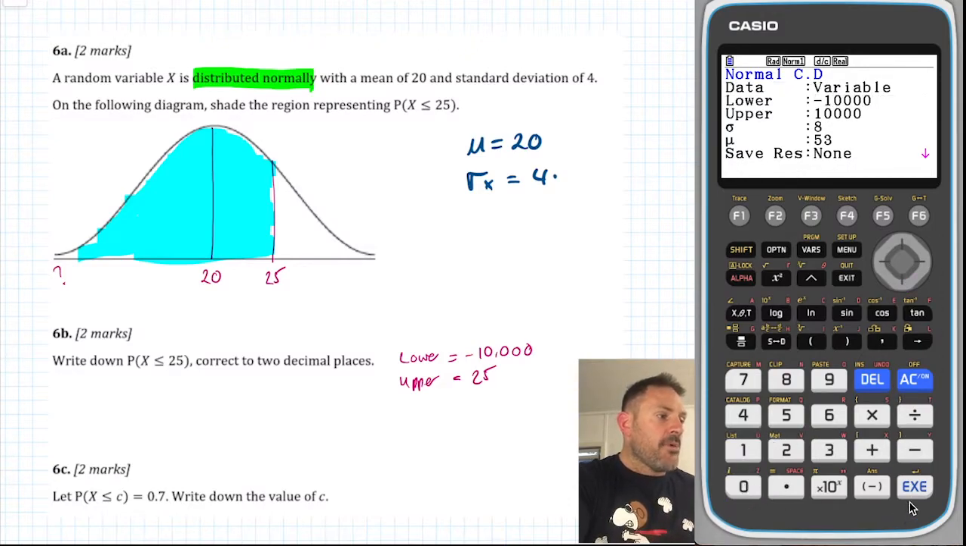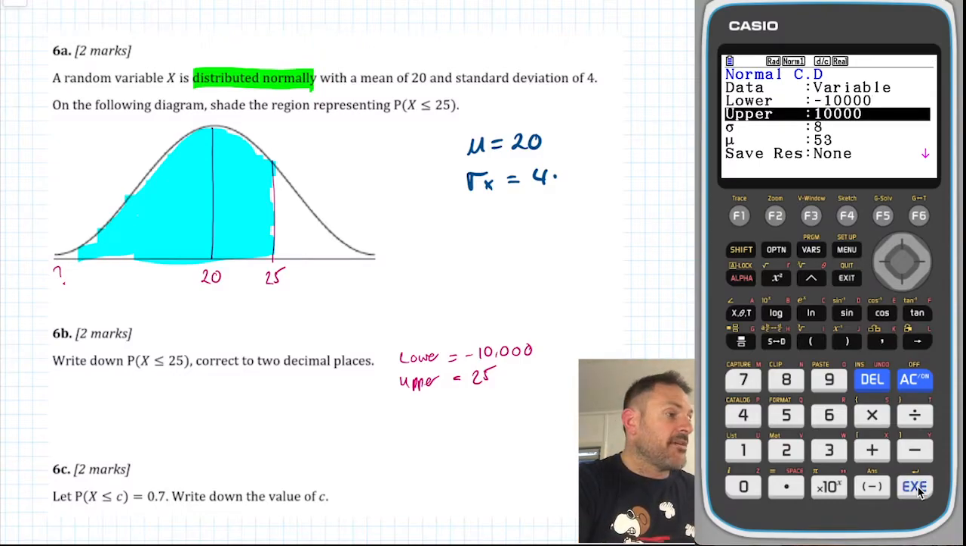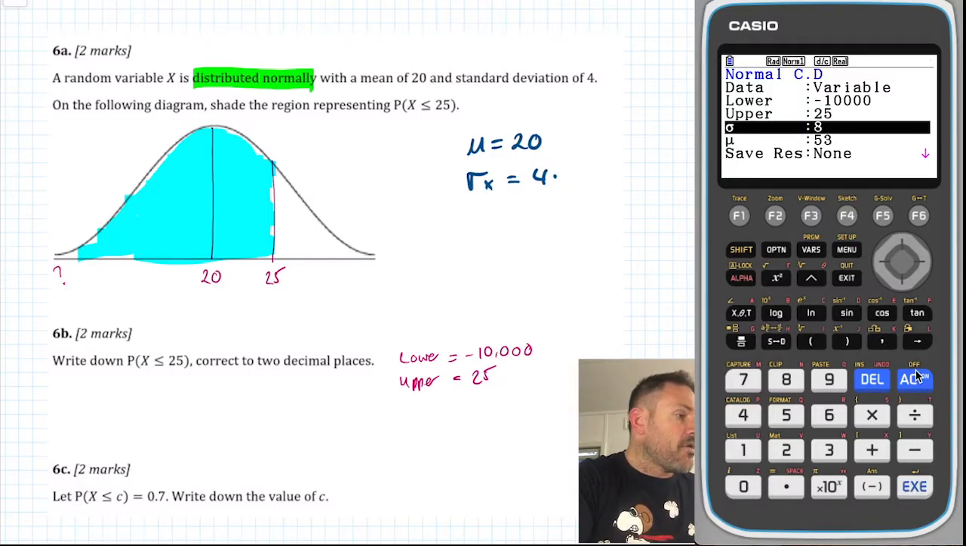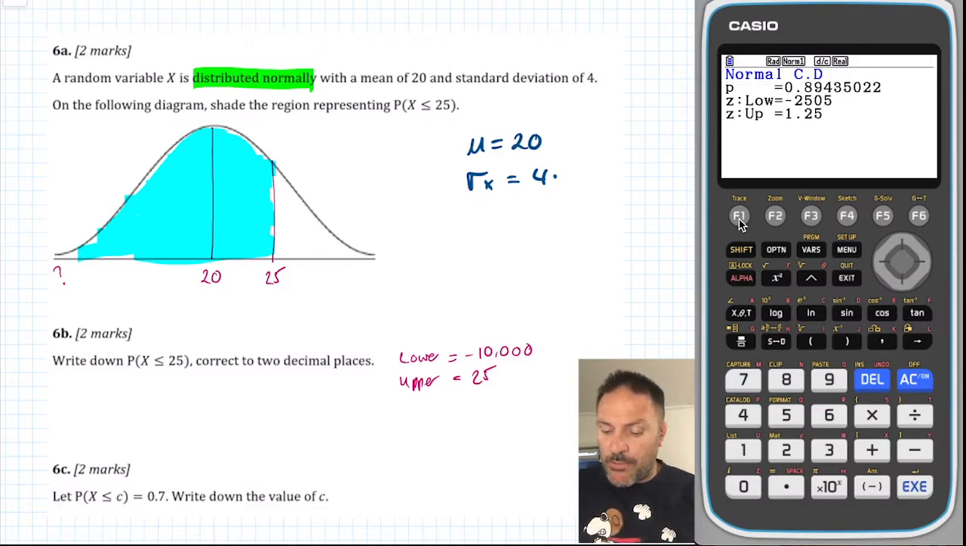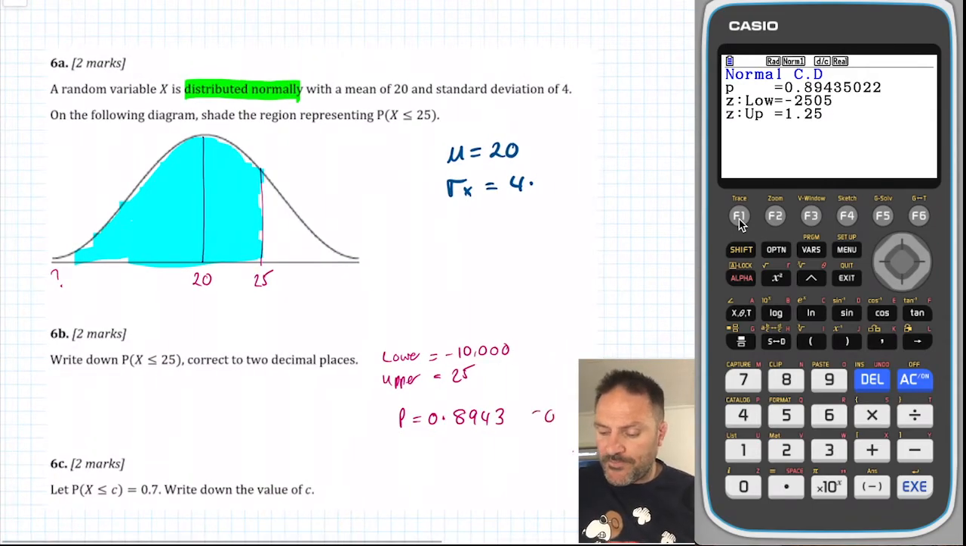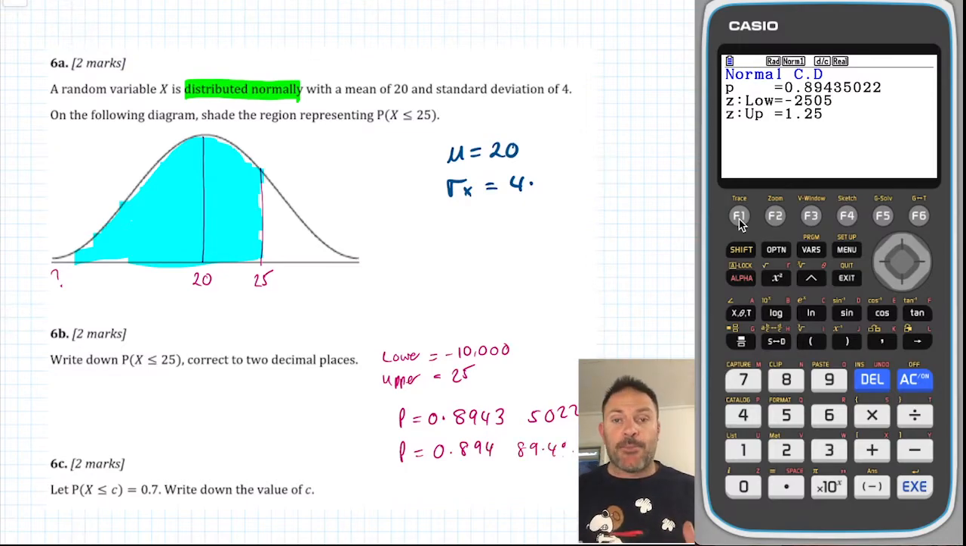Okay, I'm going to put my, we had 25, didn't we, as my maximum. My standard deviation, of course, was 4, and then my mean was 20. And then I'm going to execute that, and hopefully that should give us a good answer. And we get a probability, in this case, of 0.8943522. And to 3 sig figs, 0.894 would be correct, or you could put 89.4%. Either way, that's my probability.